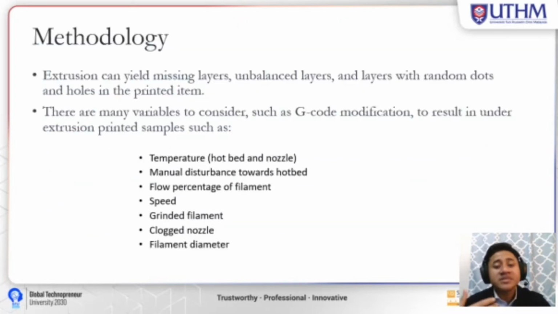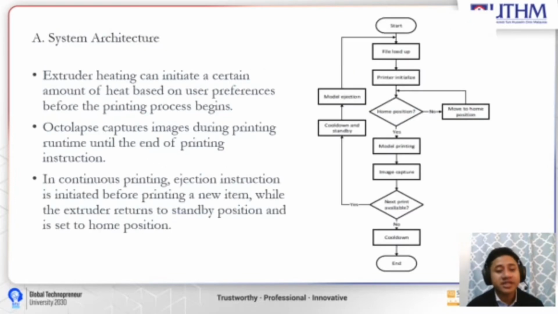Under-extrusion can yield missing layers, unbalanced layers, and layers with random dots and holes in the printed item. So there are many variables to consider in G-code modification to produce under-extrusion printed samples, such as temperature, manual disturbance towards the hot bed, flow percentage of the filament, the speed, a grinded filament, a clogged nozzle, and the filament diameter. So for the system architecture, extruder heating can initiate a certain amount of heat based on user preferences before the printing process begins.